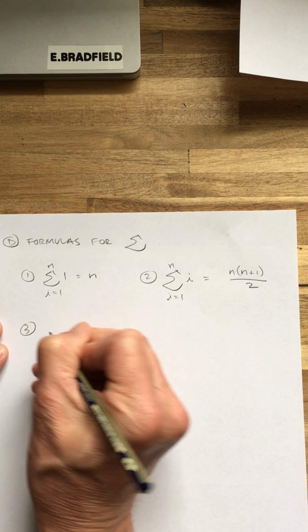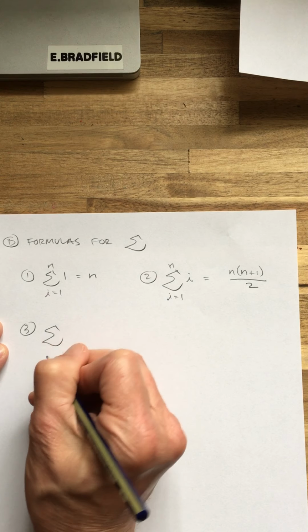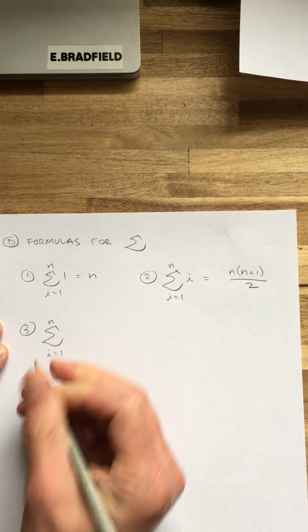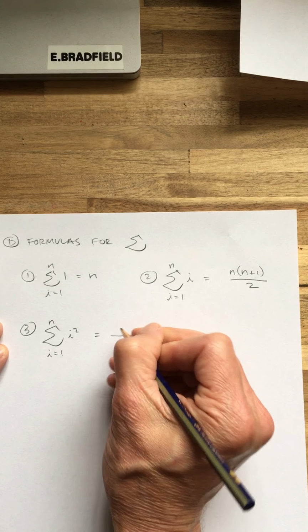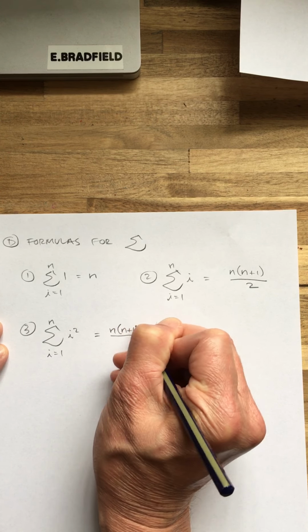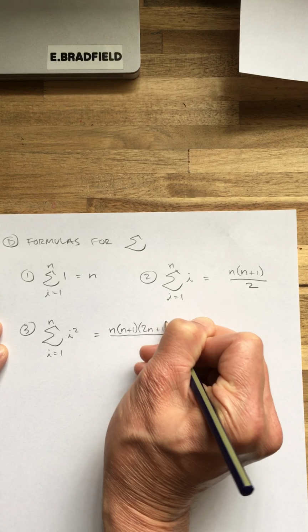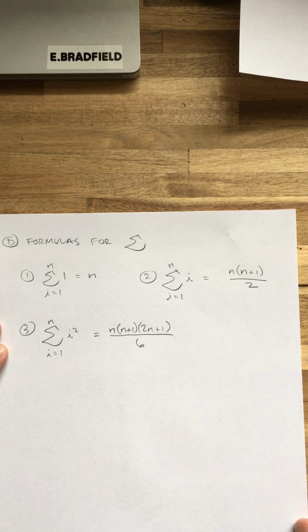And here's another formula. All right, the sum from i equals 1 all the way to n of i squared, and that's going to equal, oh boy, this is a fun one, n times n plus 1 times 2n plus 1 all over 6.